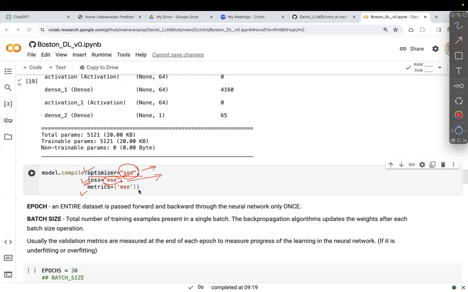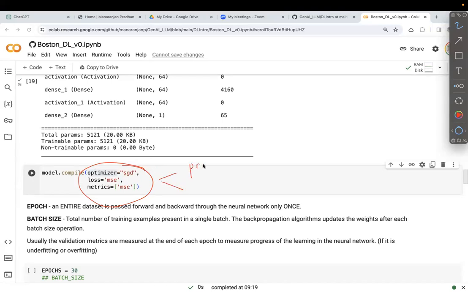What is the loss function? How do I calculate loss? That has to be set. And ultimately, how do I validate this model with the test data? That also I'm going to use MSE, but you can also use R square, by the way, for a regression model. Now these values would change based on two things.